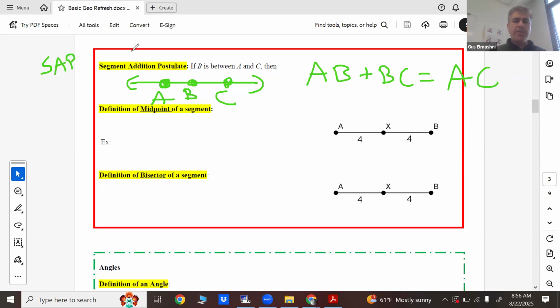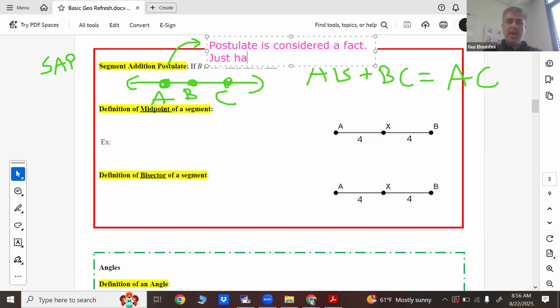Also, the term postulate. We're going to be talking about this a lot in a few months. On the poster board, you see things like parallelogram proof and some other stuff. You see these two columns and these diagrams and all these words. It's not fun, but we're going to do it. A postulate is considered a fact. You just have to accept it.